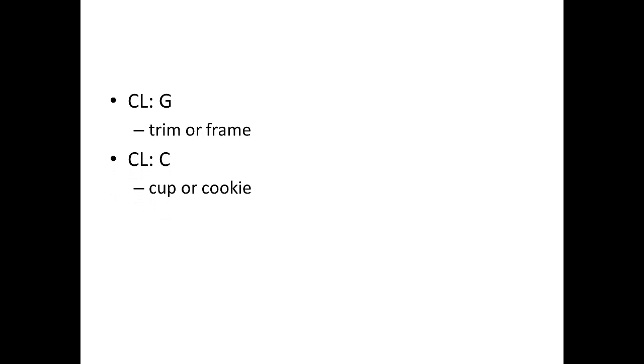The classifier G can represent trim or a frame or the border of something. Classifier C represents a cup or cookies. Classifier F is used to represent smaller round objects.